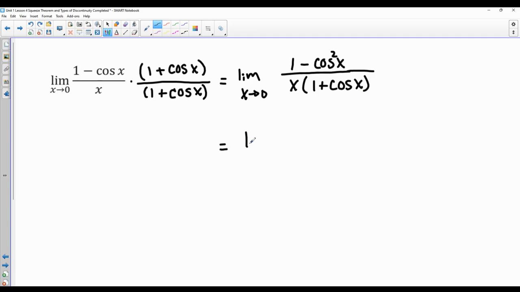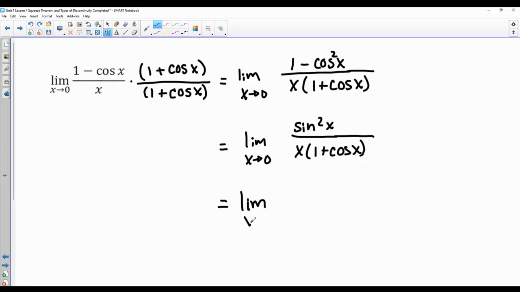As you guys know from pre-calculus, 1 minus cosine squared can change into sine squared. And then on the bottom, again, we have x times 1 plus cosine x. Okay, where do we go from here? Here's where we can go back to the idea of separating our limits, thinking about having the limit of a product. We can create the product of two limits. What does that look like? How would we break this up?